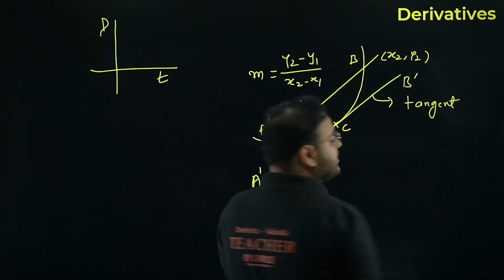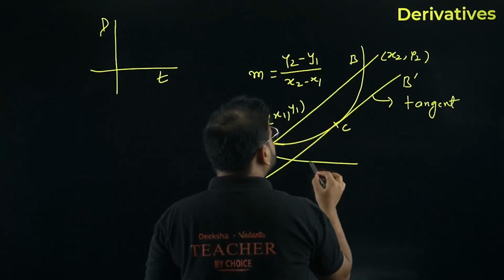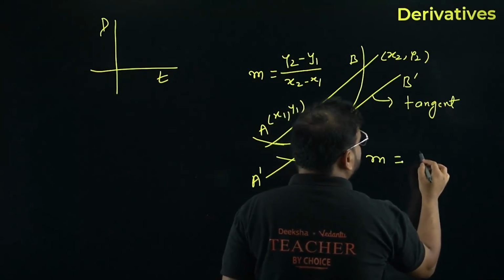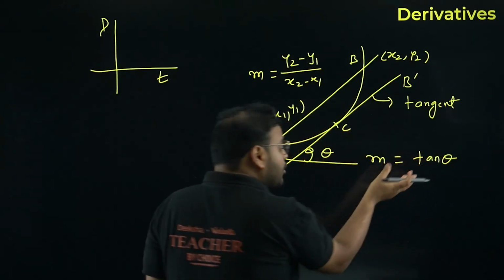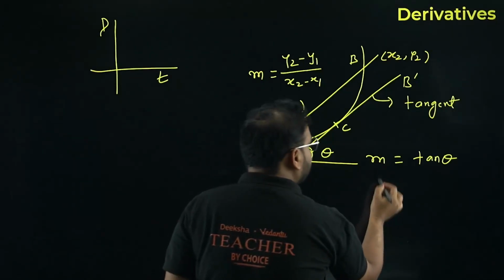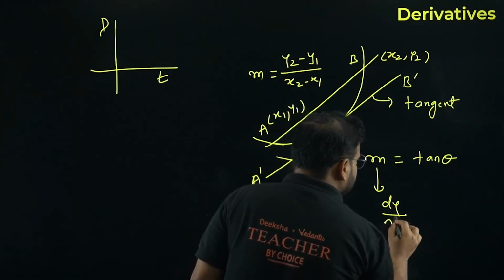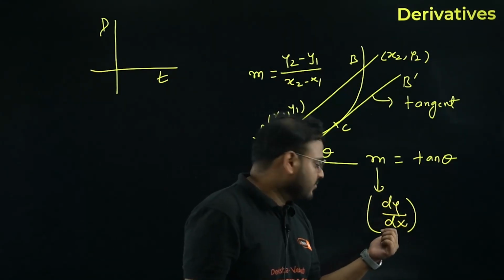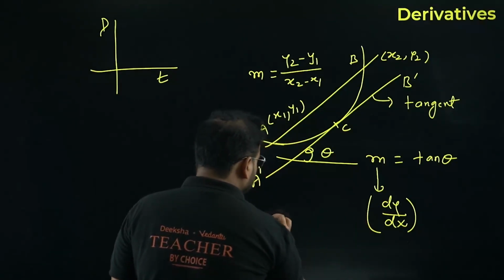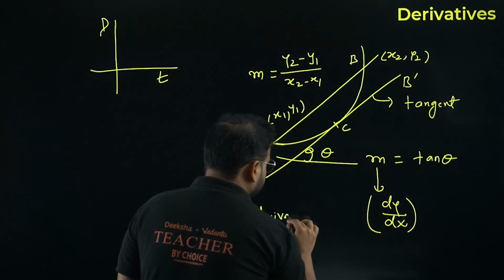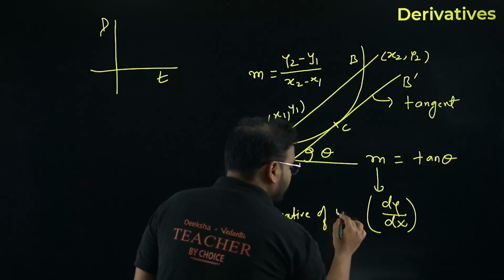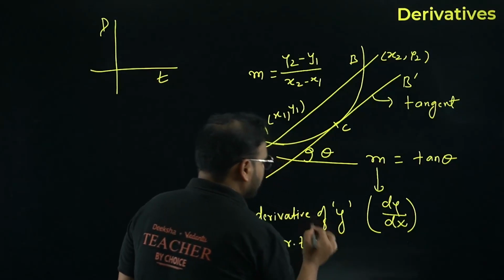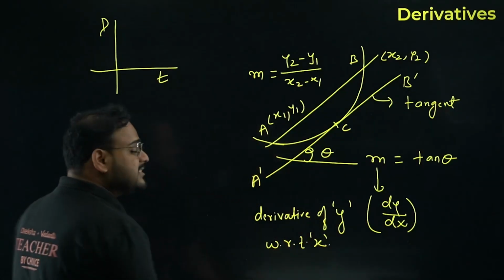Now, sir, how do we find the slope of this? Of course, we need the value of the measure of angle theta. We can write the slope m as tan theta. So what if the value of theta is not known? Then comes a quantity called dy by dx. What is this called? The derivative of the variable y with respect to the variable x. WRT means with respect to x.